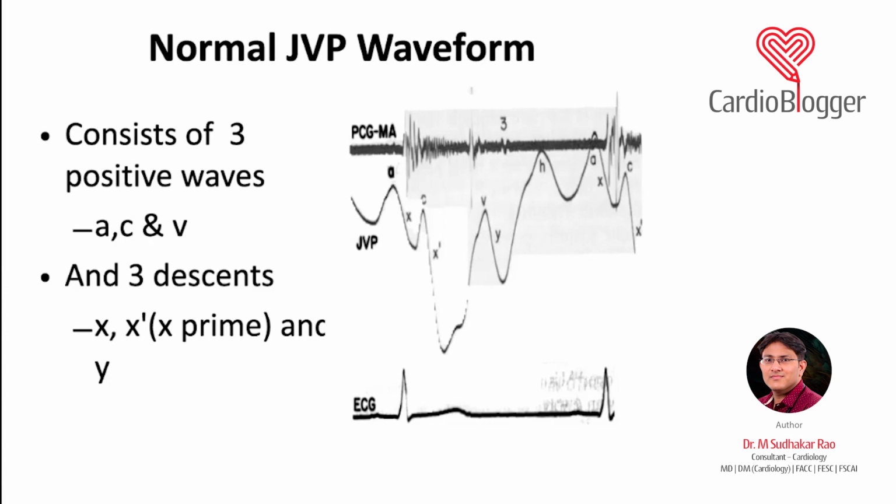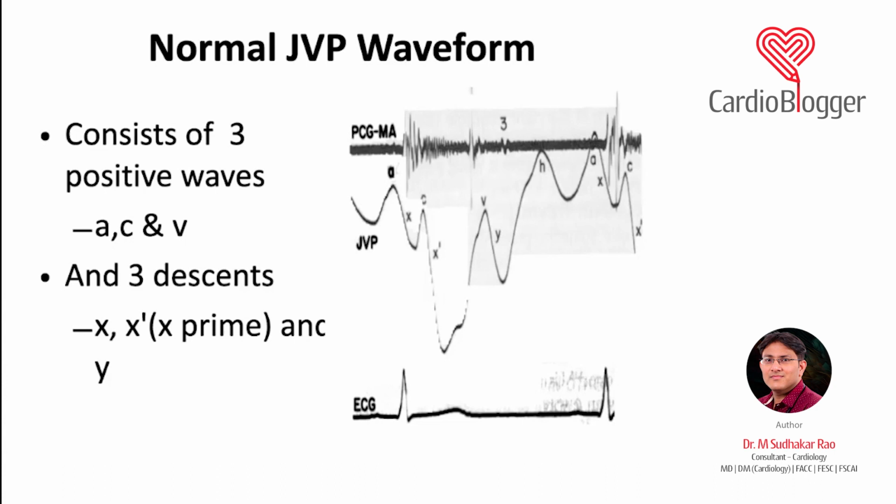After C wave, you get something known as the X dash. So X dash is due to two things. One is that the tricuspid valve opens, and second is the floor of the RA comes down. So these are the two important causes of X prime.